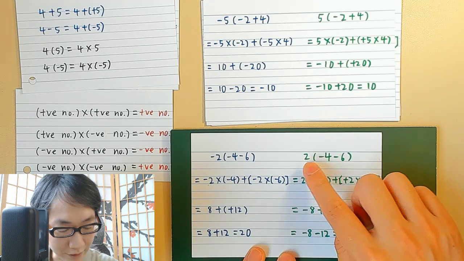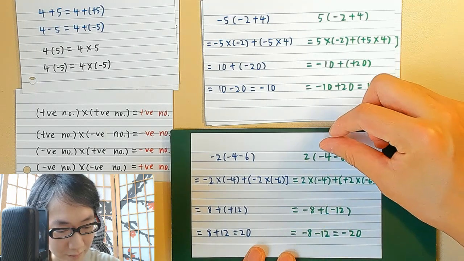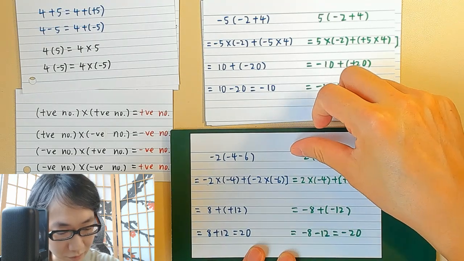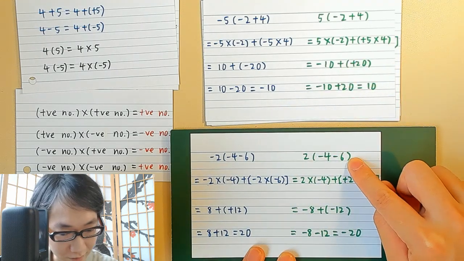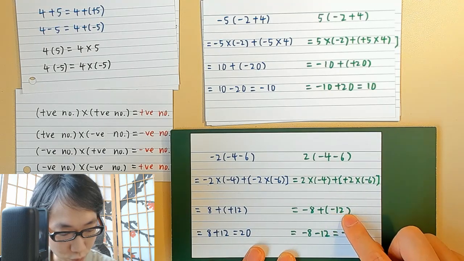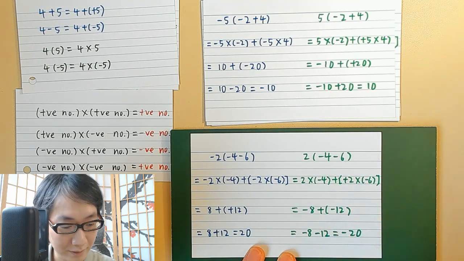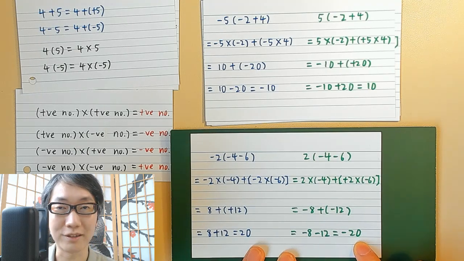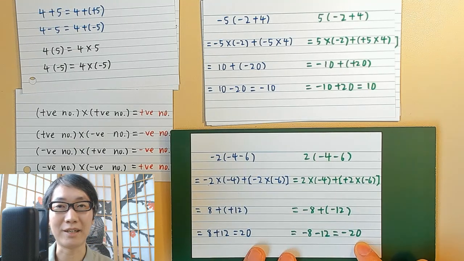Finally, similarly, positive 2 multiplied to negative 4, we have negative 8. Positive 2 multiplied to negative 6, we have negative 12. Then add them together, we have negative 20. Okay. So see you in the tutorial.